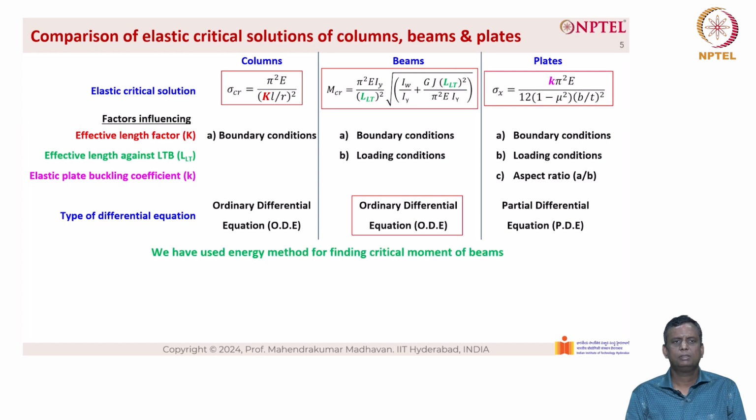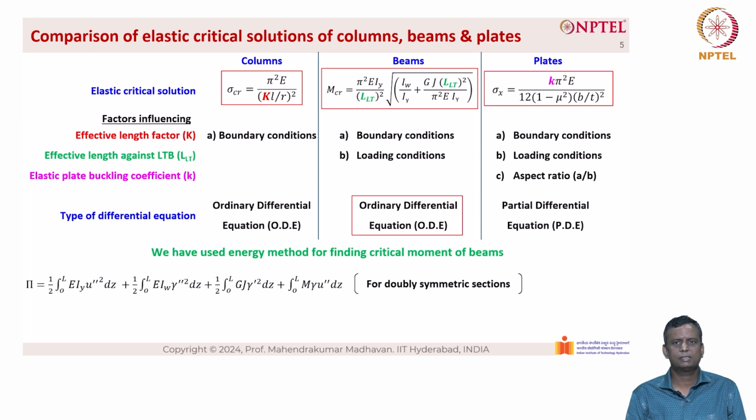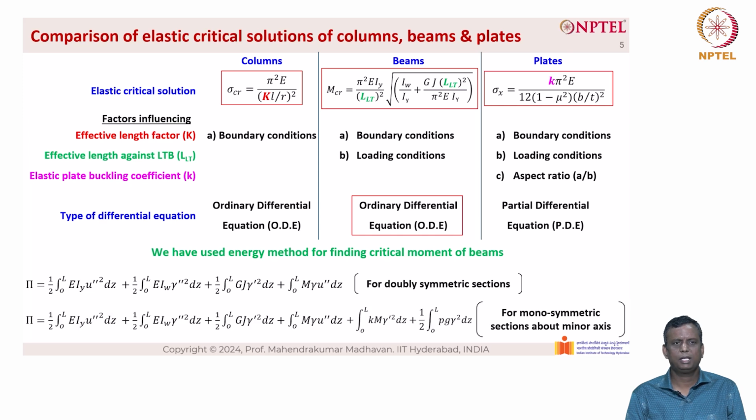Even in beams, we have used the energy method for finding the critical moment of beams. Here the total potential energy is given as pi, and it is a big equation, and this is for the doubly symmetric cross section. Similarly, a much bigger equation is shown below. This is for monosymmetric sections about the minor axis.